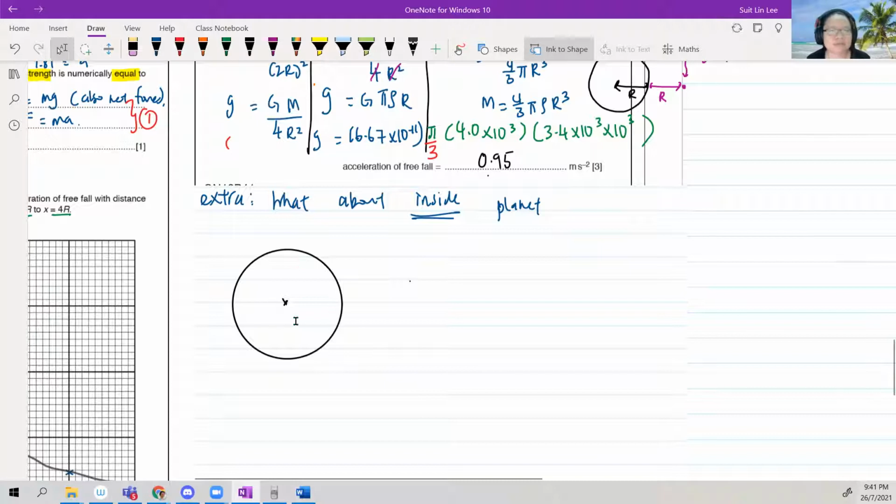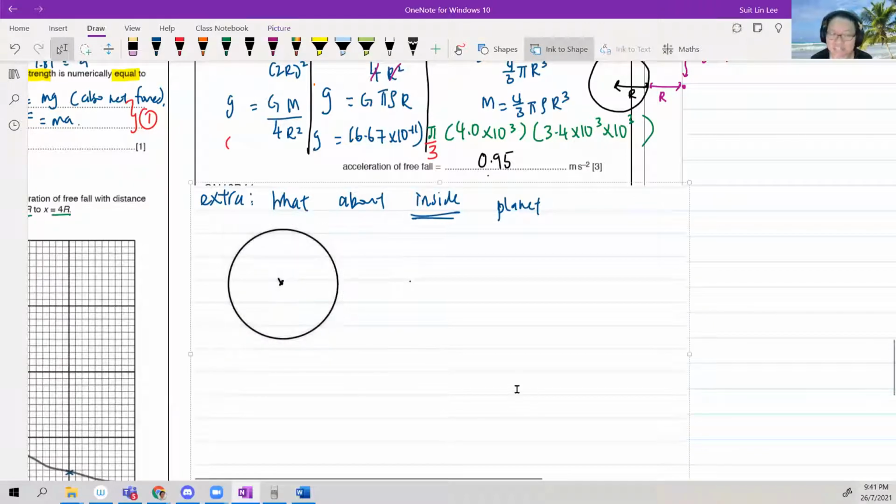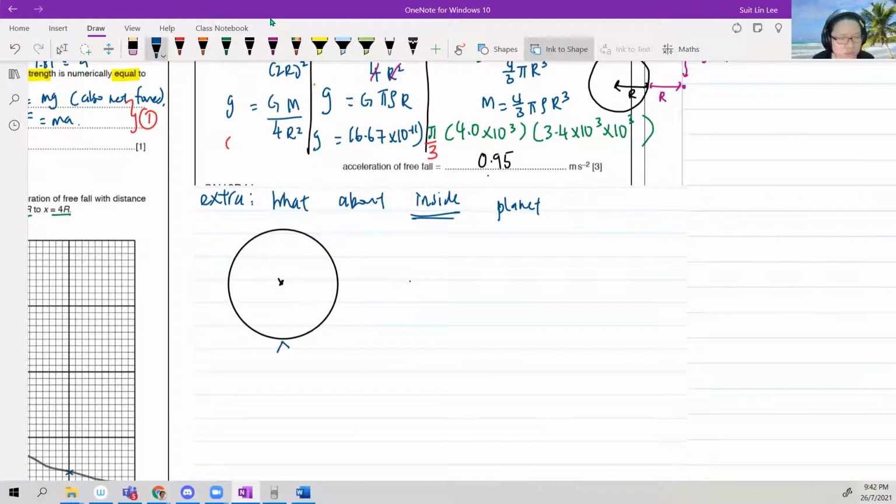I don't think it's the case. I don't know what you've heard, but no. Of course there's a gravitational field inside the Earth. But then how do I continue my graph? Okay, let me start from here first. I know from here to here.